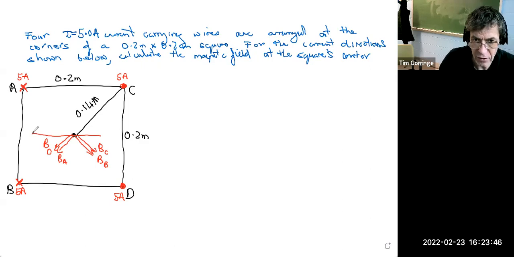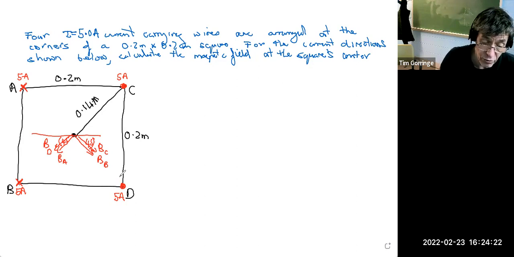Now, because this is a square arrangement, these angles here by geometry and these angles here by geometry are all 45 degrees. Each of the four fields is 45 degrees below the horizontal. Each of the four fields is pointing along either this diagonal, the one that I drew in, or pointing along this diagonal, the one that I didn't draw in. They're all 45 degrees below the horizontal.